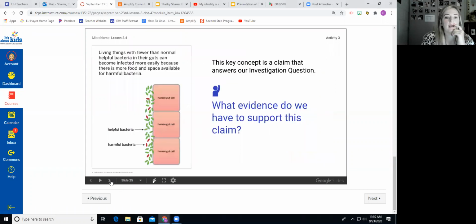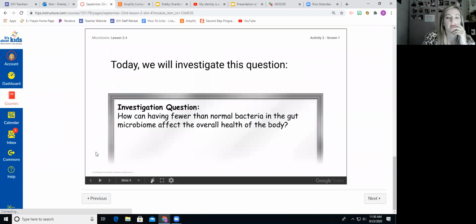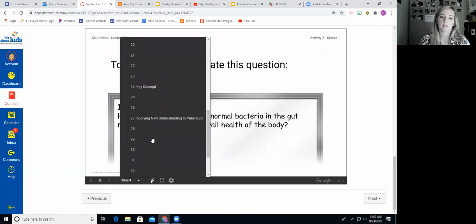Now, after that, we're kind of going to go back to our warm-up and we're going to answer the investigation question. And we're going to back it up with some evidence. So our investigation question, let's go back to it. It was here, perfect. How can having fewer than normal bacteria in the gut microbiome affect the overall health of the body? Go back.